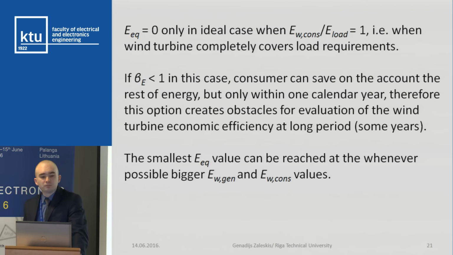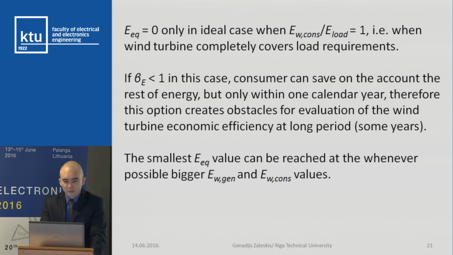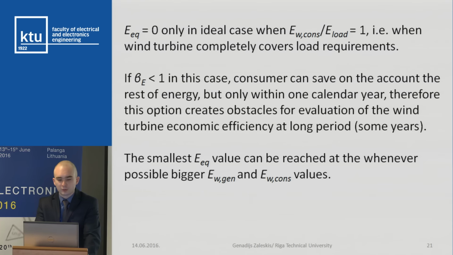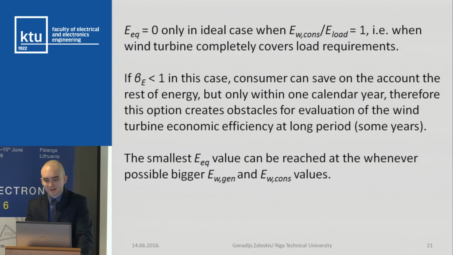If beta E is less than 1, in this case the consumer can save on account of the rest of the energy, but only within 1 calendar year. Therefore, this option creates obstacles for evaluation of wind turbine economic efficiency over a long period, some years. The smallest equivalent energy value can be reached at the biggest possible generated wind energy and directly consumed wind energy values.